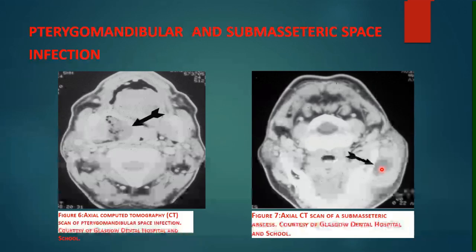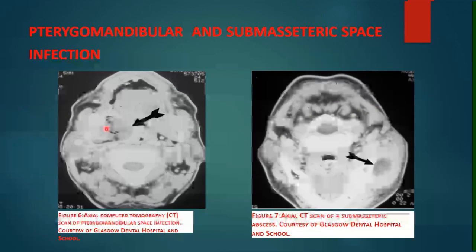The other point, after X-ray, how to differentiate between the submasseteric and retropharyngeal space: in the submasseteric, the patient has a trismus or limited mouth opening. In pterygomandibular, the patient has difficulty in breathing and swallowing because it's more medial. Which one is easy to manage? Of course, the submasseteric. This one, I'm not going to tell you guys to do it by yourself. It should be referred to the ENT. Submasseteric, yes, you can do it because it's almost superficial.